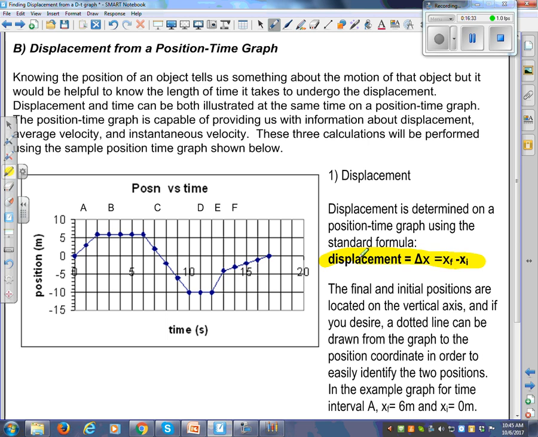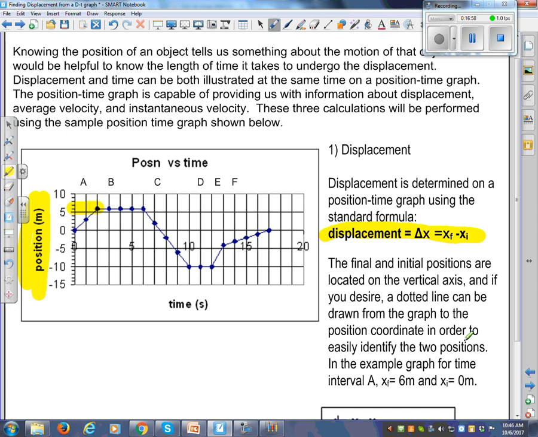Final minus initial. So the only thing I really need to show you is how to read the graph, right? The final and initial positions are located on the vertical axis. That's here, because it's a position-time graph. And if you desire, a dotted line can be drawn from the graph to the position coordinate in order to easily identify the two positions. In other words, you can take a ruler and go over like this and try to figure out what point it's at if you need to.